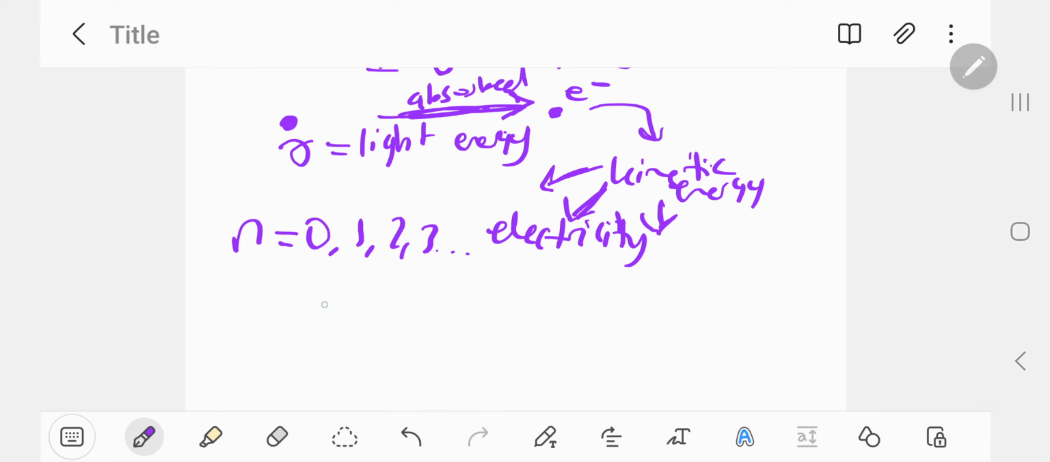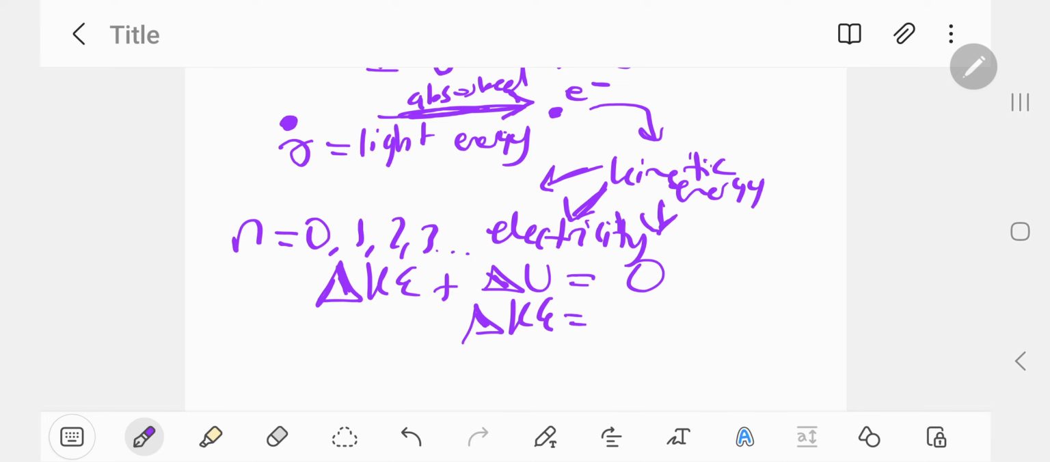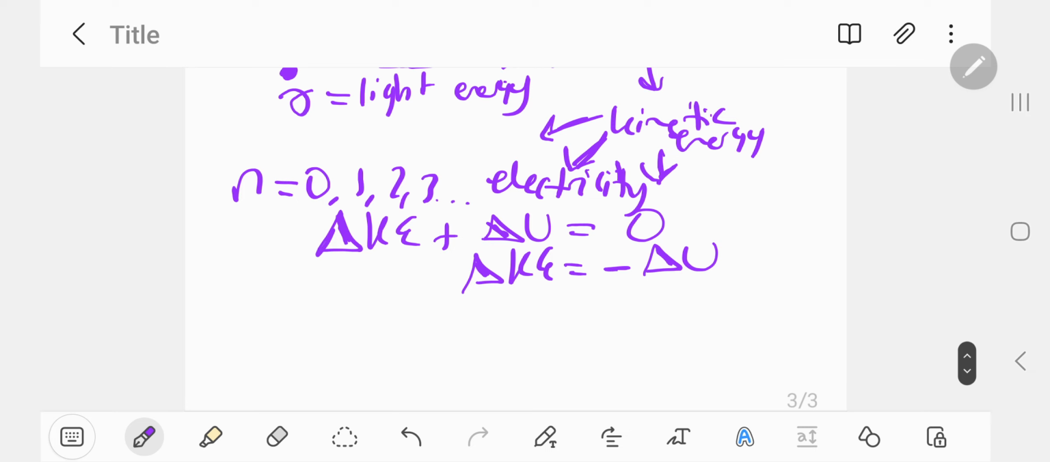We know from the law of conservation of energy that the change in kinetic energy plus the change in potential energy is 0. It's constant, in other words. If one goes up, the other one must go down. So you can rearrange this to get this. One is the minus of the other, basically. So you can actually calculate the change in kinetic energy of these photoelectrons by equating them to QV.